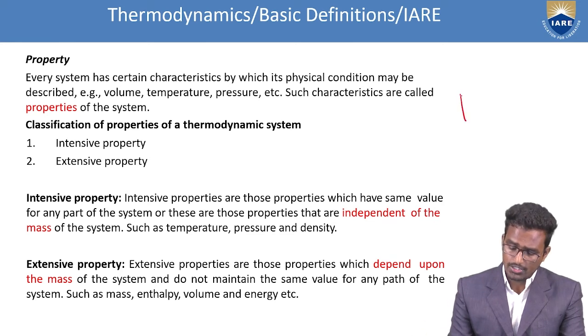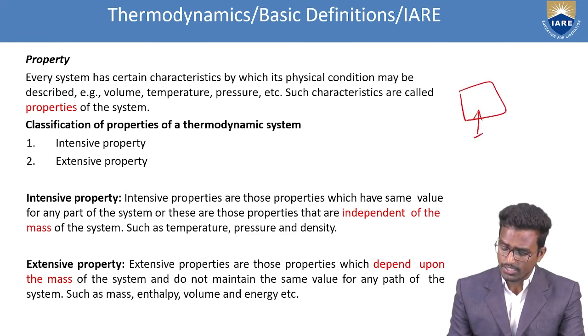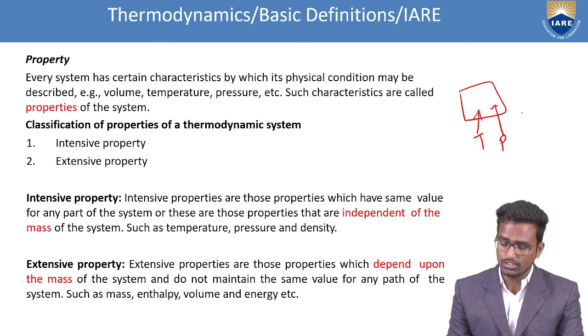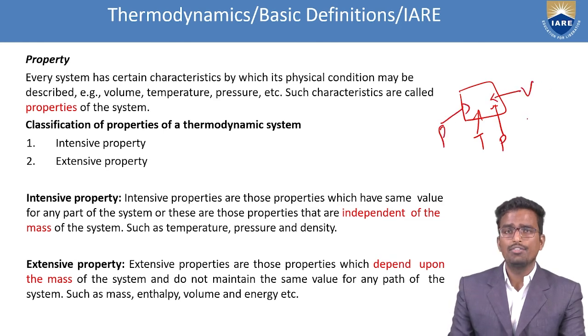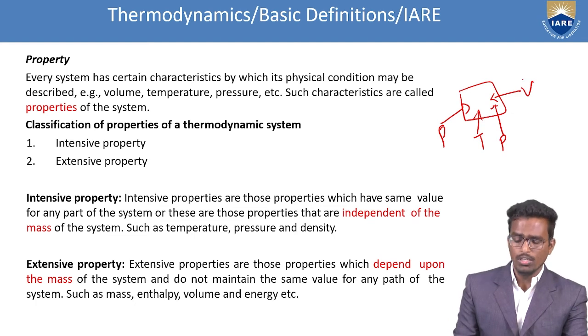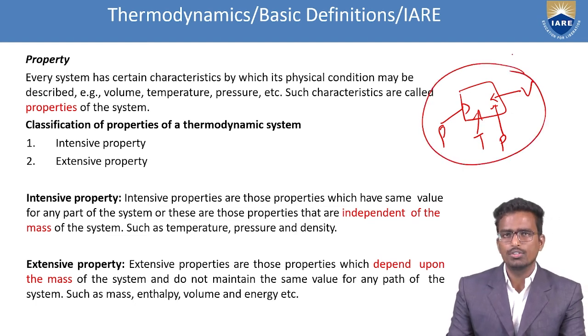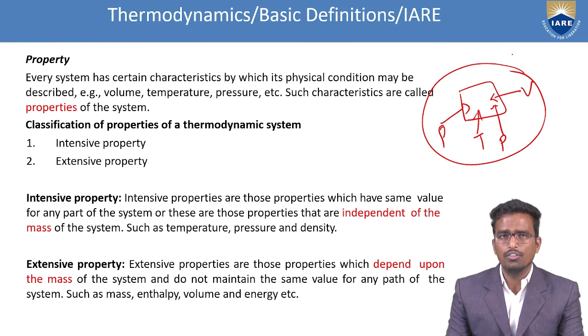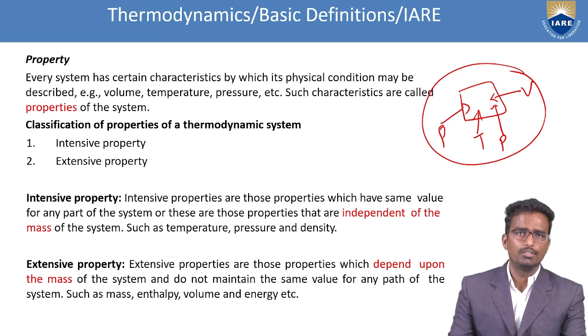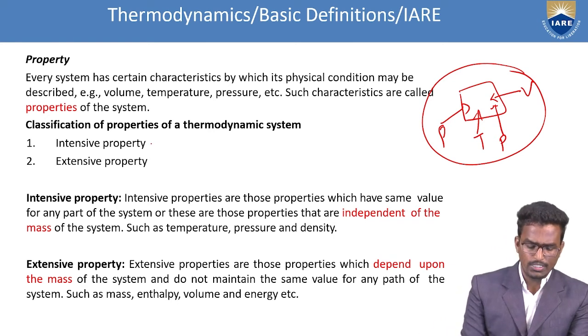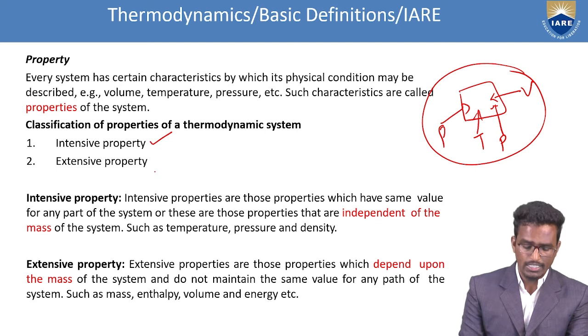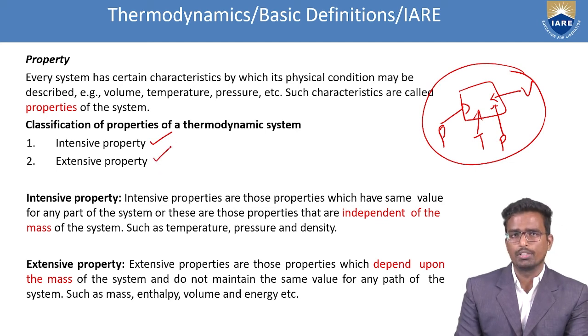To define any system: what is the temperature inside it? What is the pressure acting on it? What is the volume of that substance? What is the density inside it? If you are defining any system, you have to take care of all these things. These are what we call the properties of the system. How it exists at that particular time, we call a property. There are two types of properties of systems: one is intensive property, the other is extensive property.